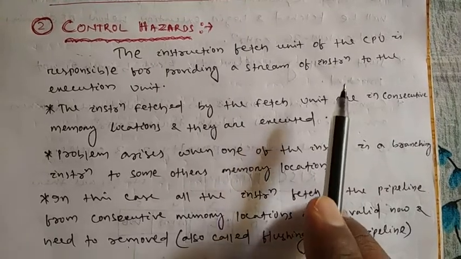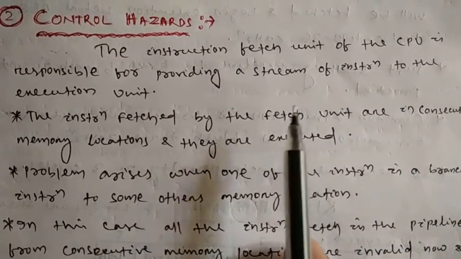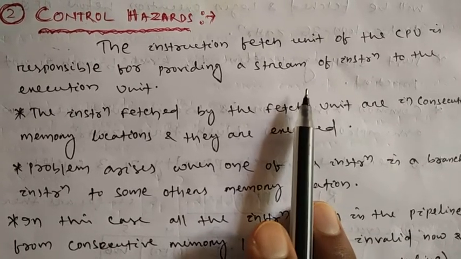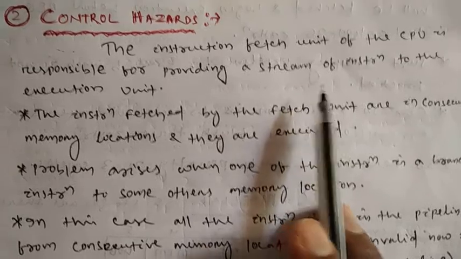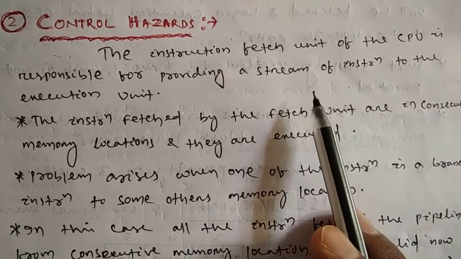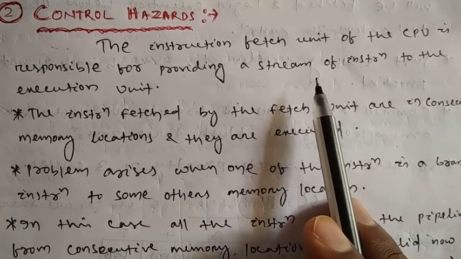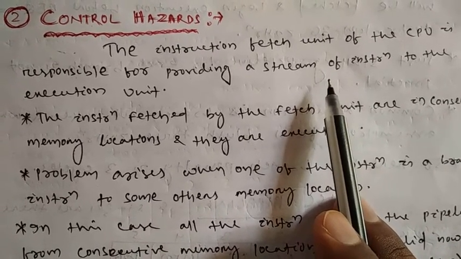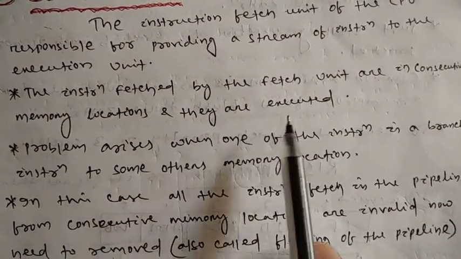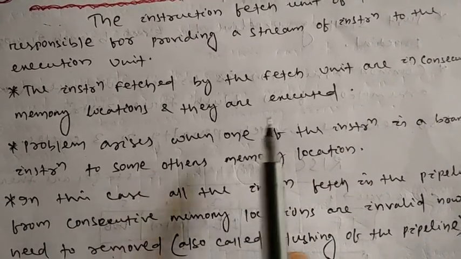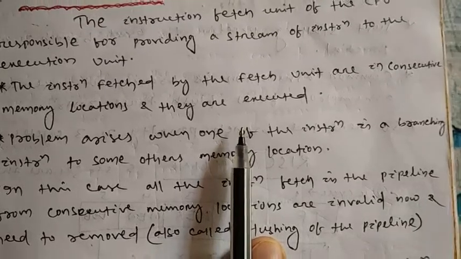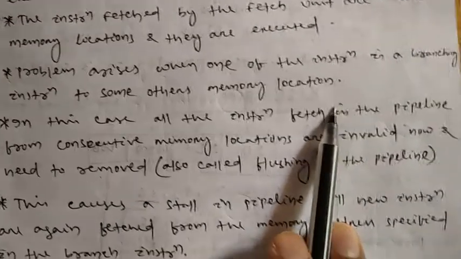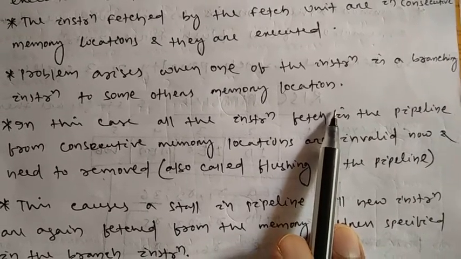The instruction fetch unit of the CPU is responsible for providing a stream of instructions to the execution unit. Here the instruction fetch unit is responsible for knowing whether the instruction is branching or not. The instructions fetched by the fetch unit are in consecutive memory locations and they are executed. Obviously, instructions are executed in consecutive memory locations. The problem arises when one of the instructions is a branching instruction.